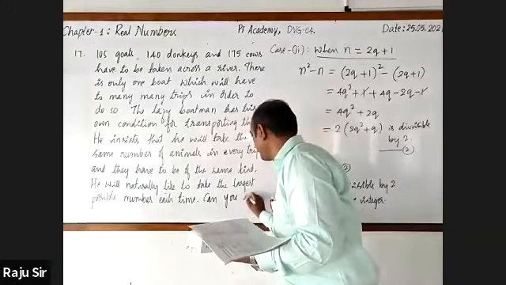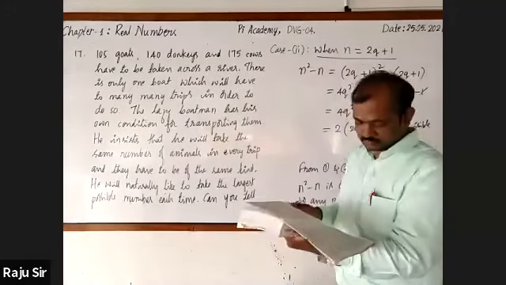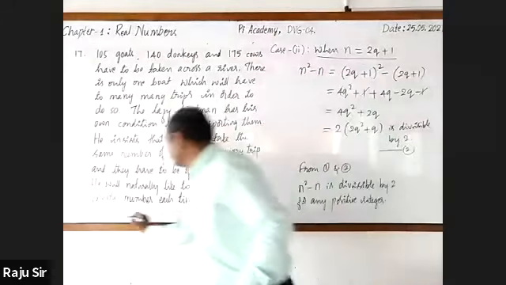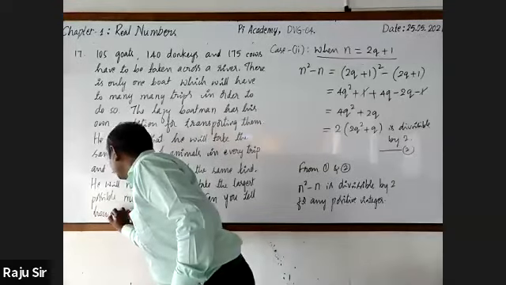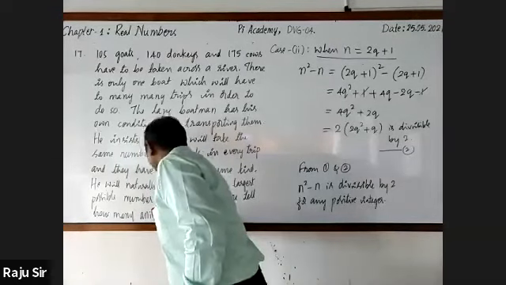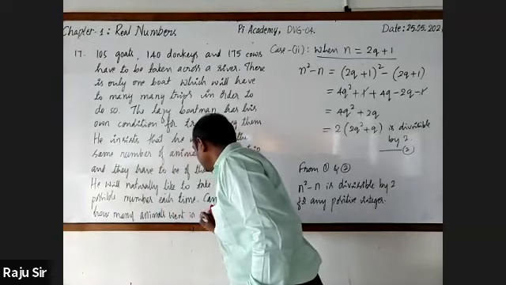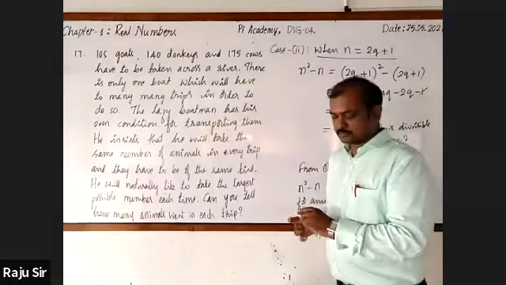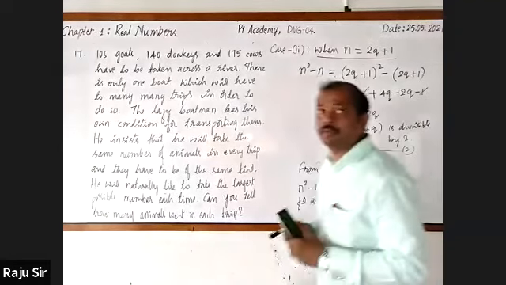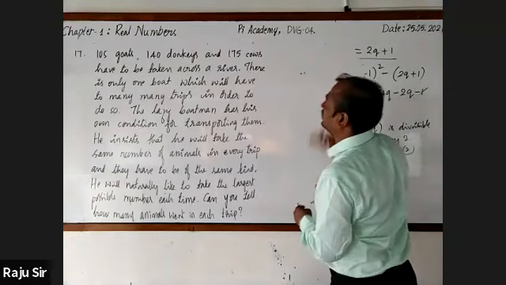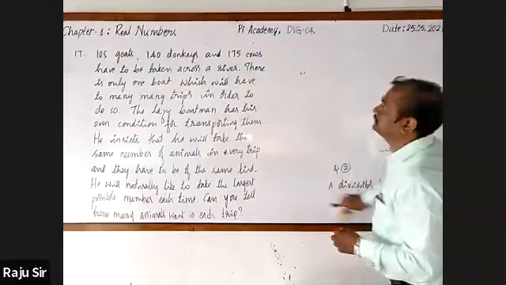Okay, sir. Right. Can you tell how many animals went in each trip? Can you tell how many animals? What? 30.